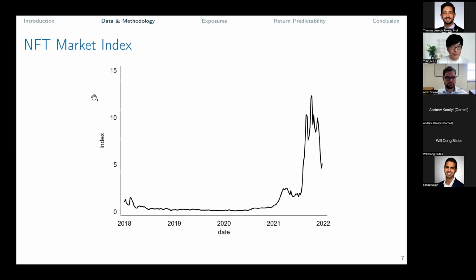So let's look at what the market index is going to look like. We start from 2018. That's where we start to have data. For the beginning, a year and a half, most of the trades here are going to be CryptoKitties, because at that time, the only collection of NFTs is about CryptoKitties.